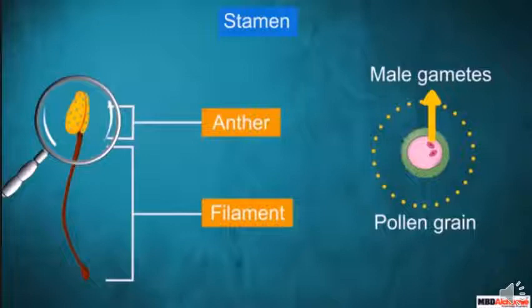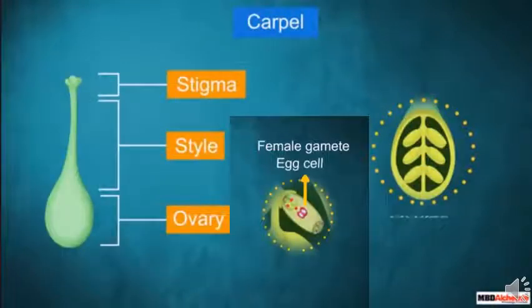A stamen is made up of two main parts, that is, anther and filament. The anther produces the pollen grains. It is the pollen grain that contains a male gamete. A pistil or carpel, on the other hand, is made up of three parts. The terminal or the upper part is called stigma. The middle, elongated part is style, and the swollen bottom part is the ovary. Inside the ovary, ovules are present. It is the ovule that has a female gamete called the egg cell.